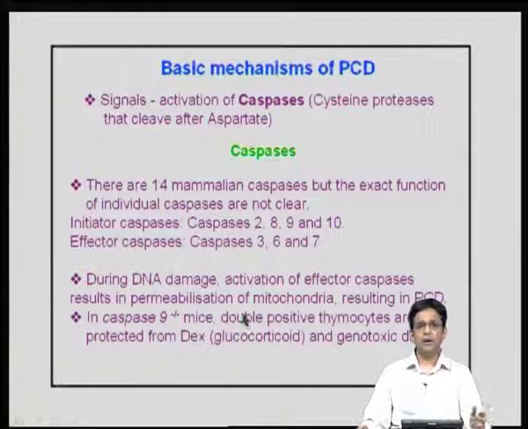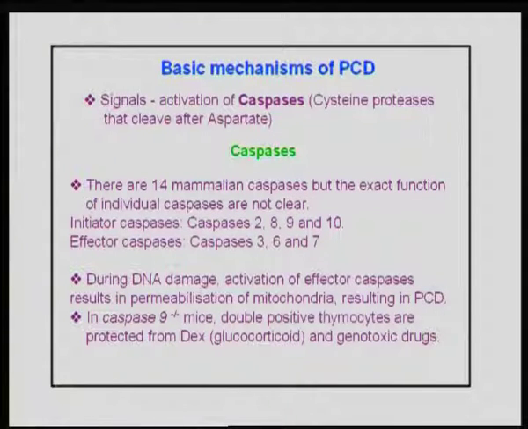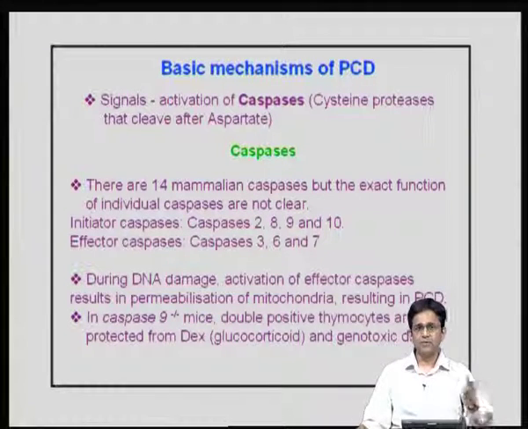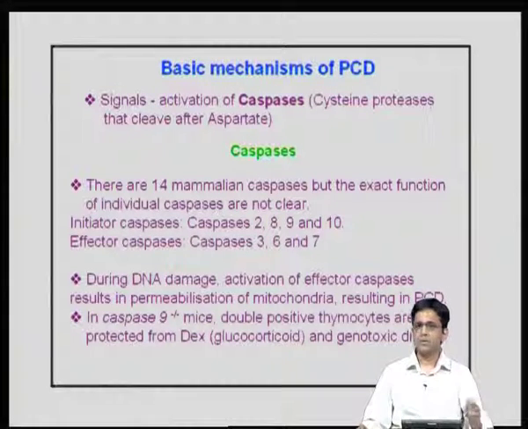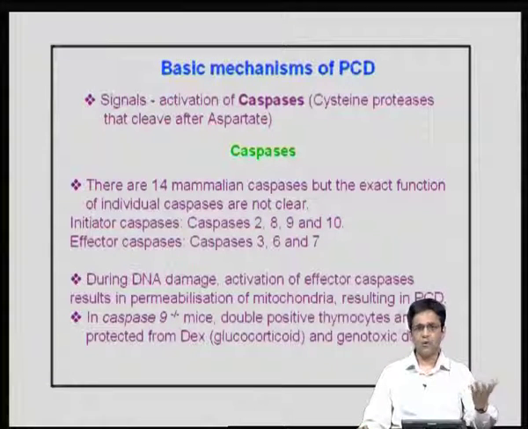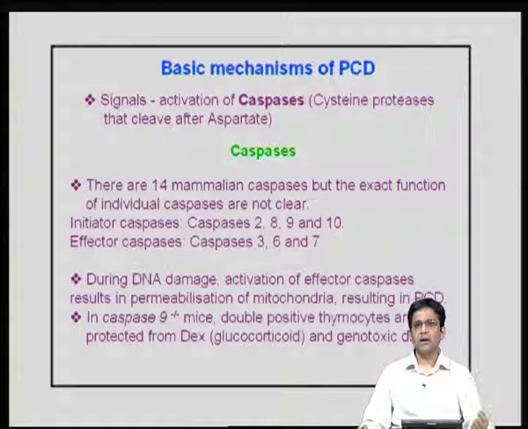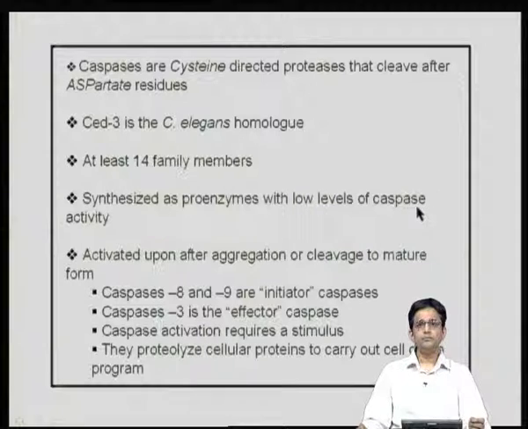Just to give you an example, in the caspase 9 knockout mice, the double positive thymocytes are protected from glucocorticoids and genotoxic drugs. Usually, once you give glucocorticoids, the double positive thymocytes are highly sensitive to it. However, if these mice don't have caspase 9, then glucocorticoids cannot function, and that is what it shows. It shows that the glucocorticoid function is mainly through the caspase 9 pathway in thymocytes. This is just a sort of revision of something that we had covered.